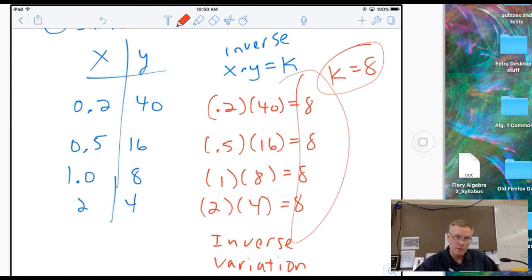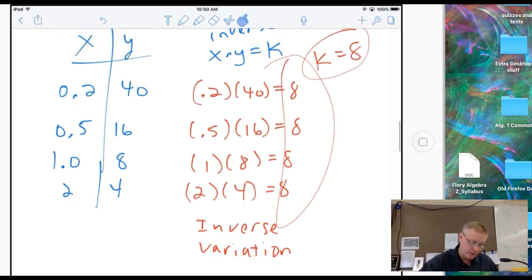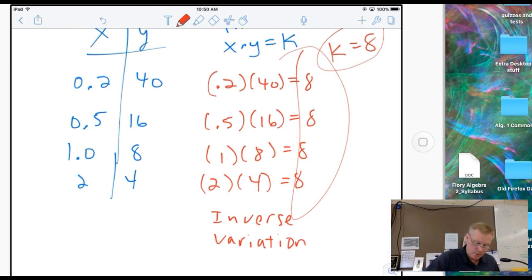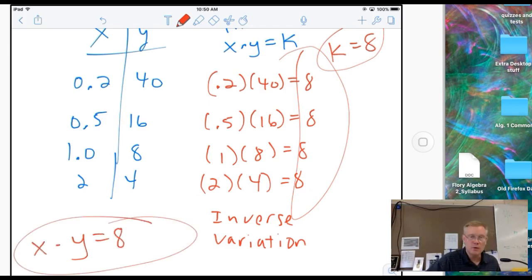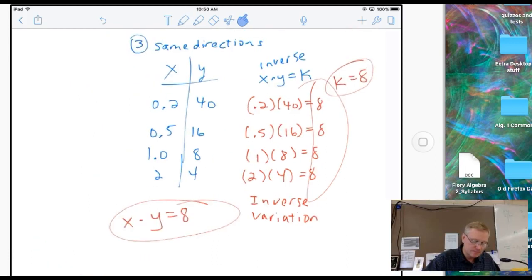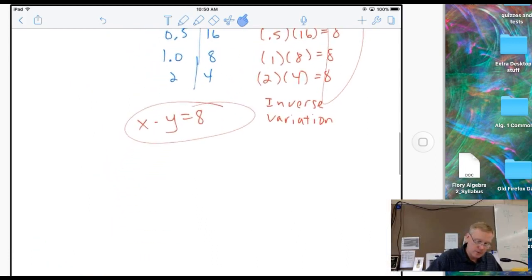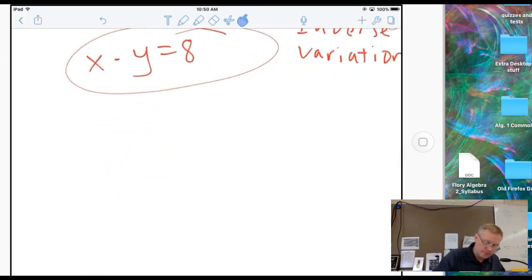Notice I did them all. If one of them is not 8 and all the other ones are, it's not inverse. Okay. So my equation or my function model would be x times y equals 8. And that's the equation. Finding k is the name of the game. That was the name of the game when we did direct variation as well. Okay. So that was number 3. Moving on to number 4.